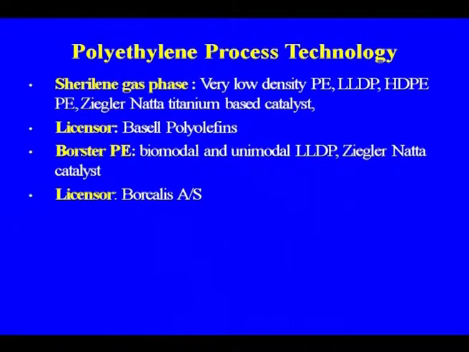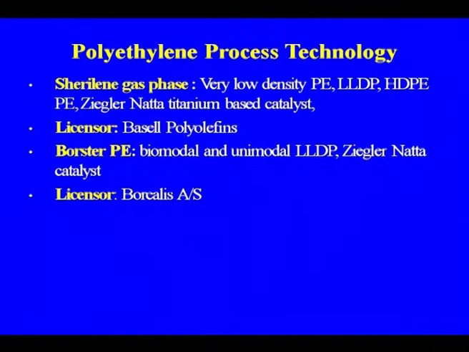Polyethylene process, actually as I told you, there are various process licenses and different types of processes that have been developed for producing a wide variety of polyethylene. One of them is the gas phase process for very low density polyethylene, that is LLDPE, VLDPE. They also call this process VLDPE, LLDPE, high density polyethylene, and then the Ziegler Natta titanium based catalyst that we are using, and Basell is your process licensor.